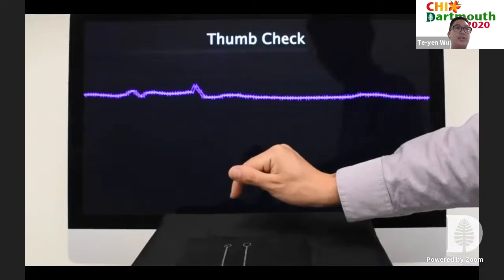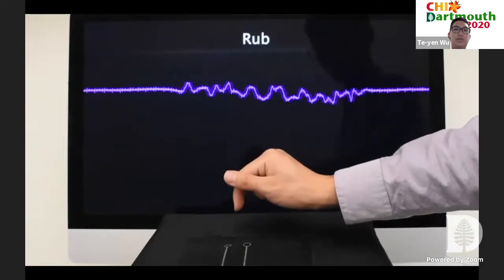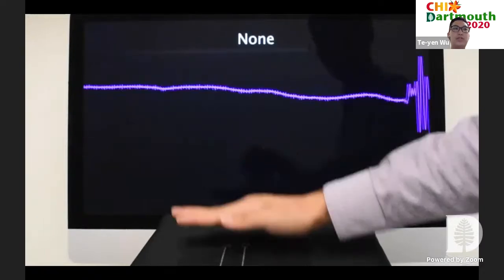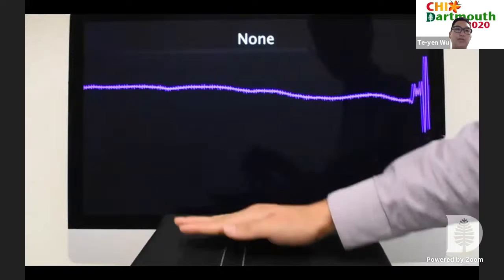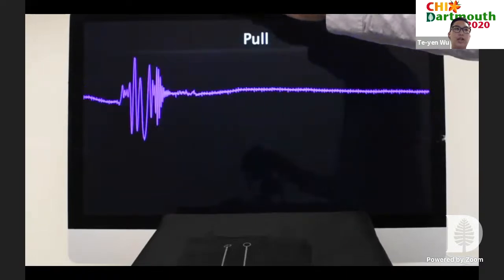With our technique, we can sense different micro gestures, such as using the thumb to draw a check mark, and a finger rub. And we can also detect different hand motion gestures, such as hand pulling up, or the hand pushing down.